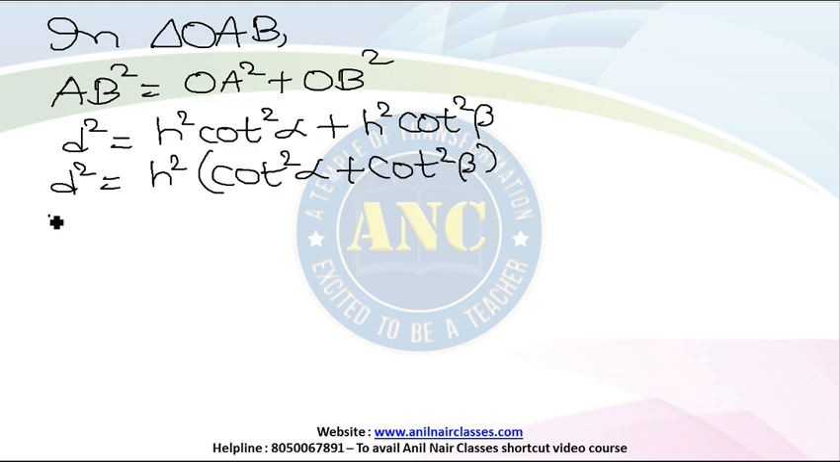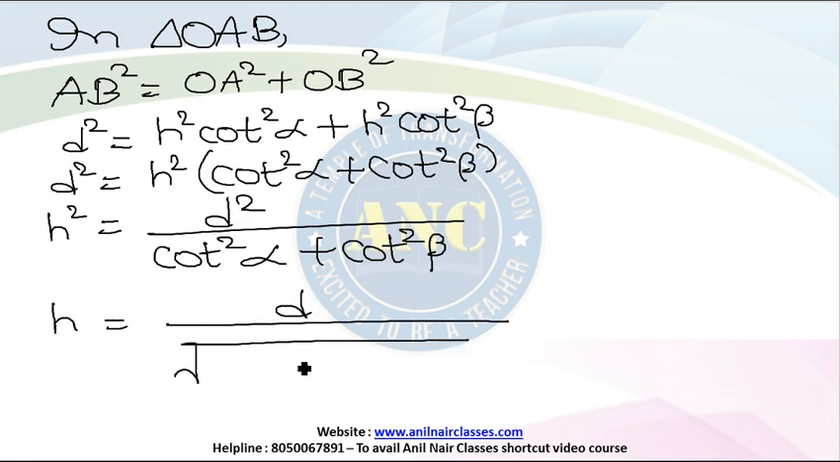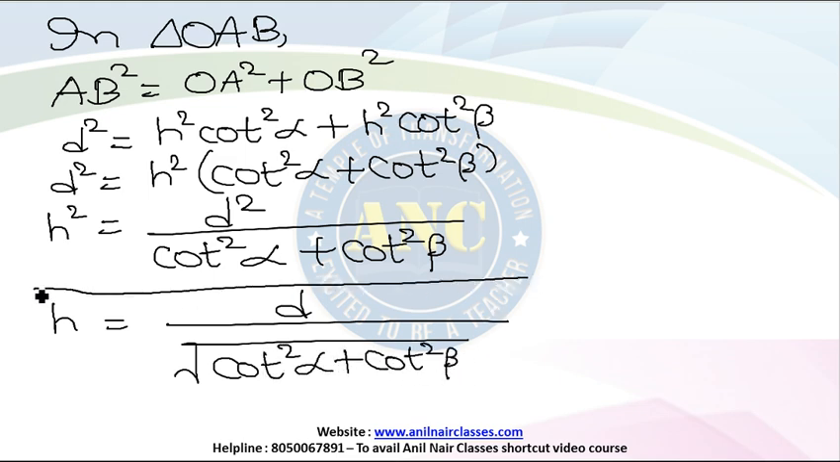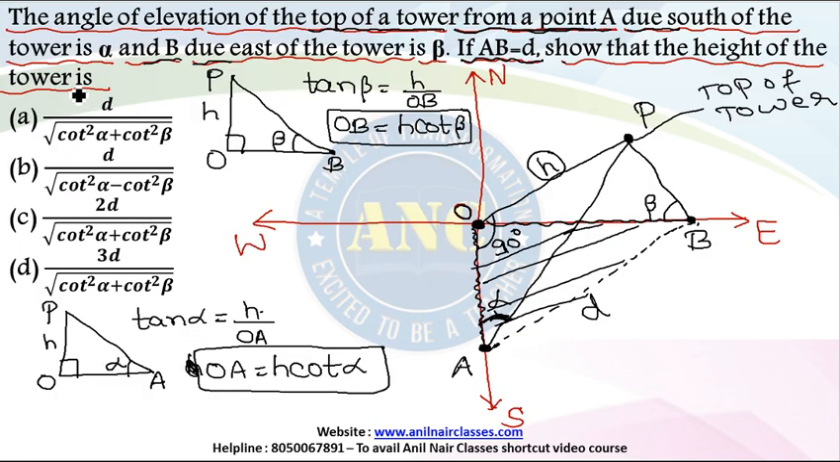But I want the H value. H square is d square divided by cot square alpha plus cot square beta. I want only the H value, sir. Square root of d square is d. Square root of cot square alpha plus cot square beta will be there in the denominator. I cannot further simplify, so this should be my final answer. The height of the tower is d divided by root of cot square alpha plus cot square beta, which is nothing but my option A.